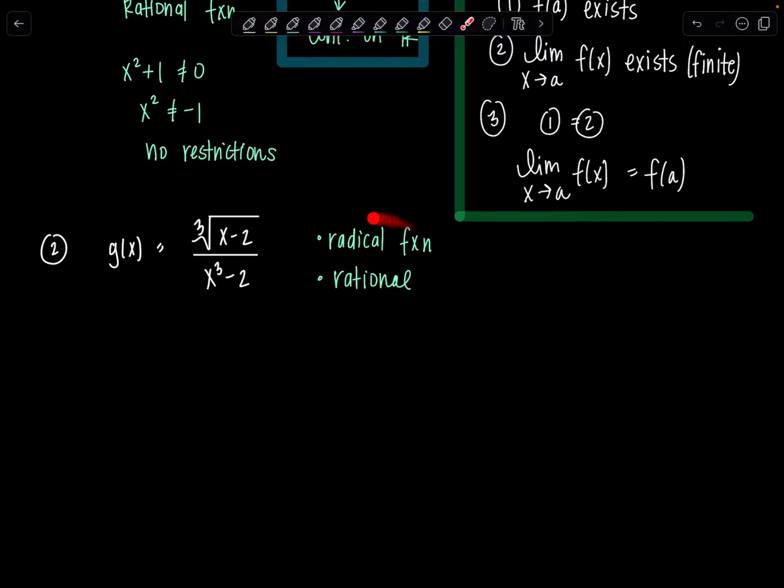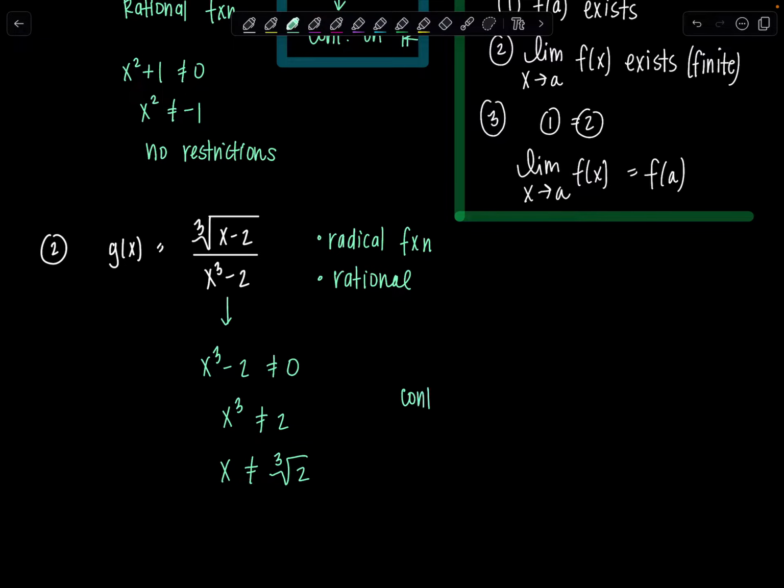Okay, radical function, the index is 3, which is odd. So I actually have no restrictions to worry about here. X minus 2 can be positive, negative, 0, we're good. The only issue is I don't want the denominator to be 0. So I don't want x cubed minus 2 to be 0. So x cubed can't be 2. So x cannot be the cube root of 2, whatever it is. So that's where the function is continuous, everywhere except the cube root of 2.